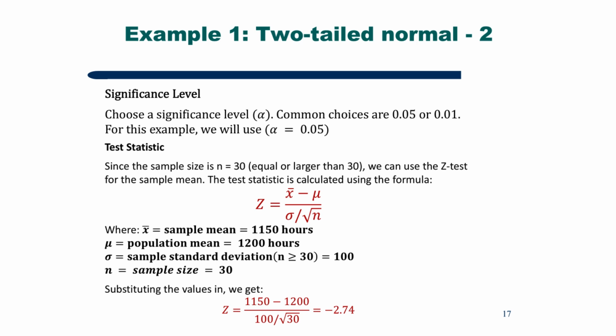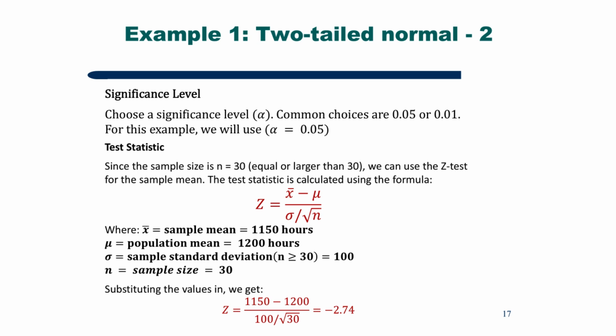for the sample mean. Formula for the z-score. The formula to calculate the test statistic, z-score, is z equals sample mean minus population mean divided by population standard deviation divided by the square root of the sample size, where sample mean equals 1,150 hours, population mean equals 1,200 hours, sample standard deviation equals 100, sample size equals 30.